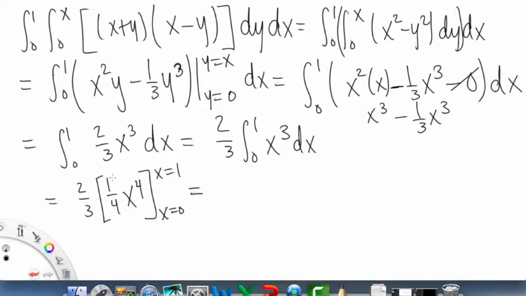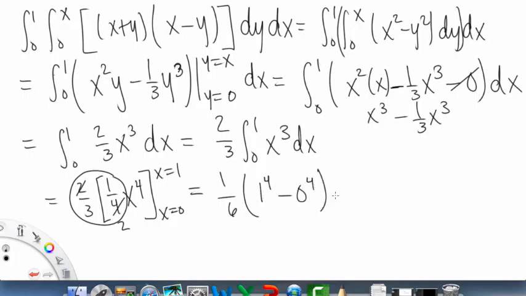And now we'll just plug everything in. So I'm going to combine these in the front here. So that turns out to be a 1 over 6 outside. And then on the inside, we get 1 to the fourth minus 0 to the fourth. So our final answer is going to be a 1 over 6. Okay? All right, done with that problem. And now I have one more for you.